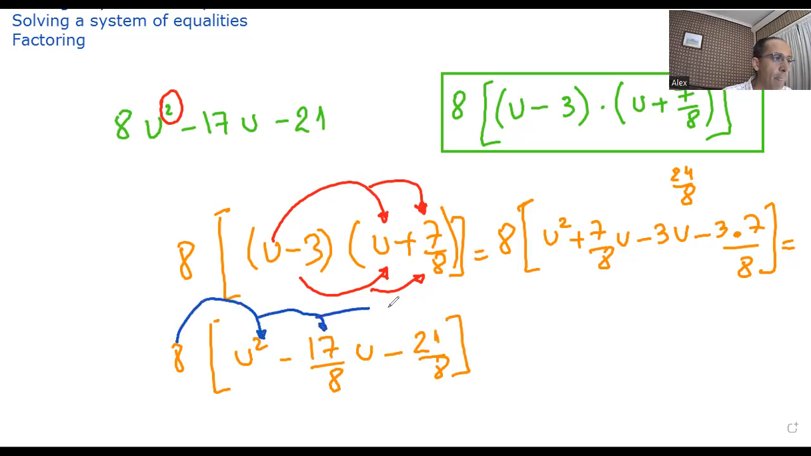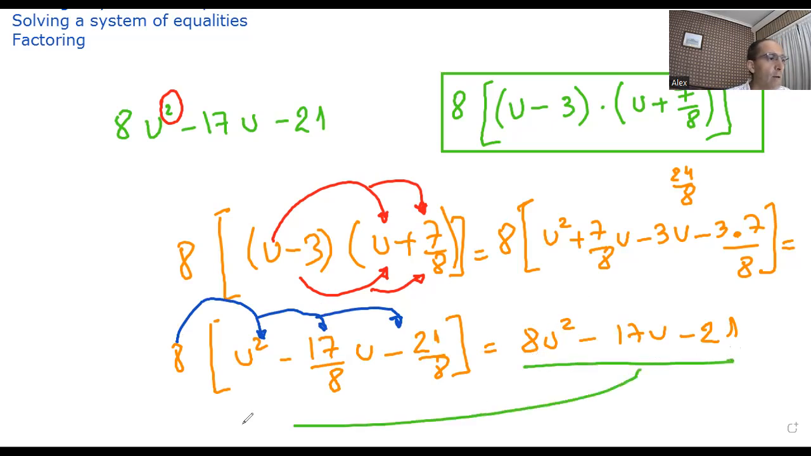And the last step is to distribute again this 8 here to check if we did things right. And it will be 8u squared minus 17u minus 21, which corresponds to the original equation. So we can say that we checked the solution.